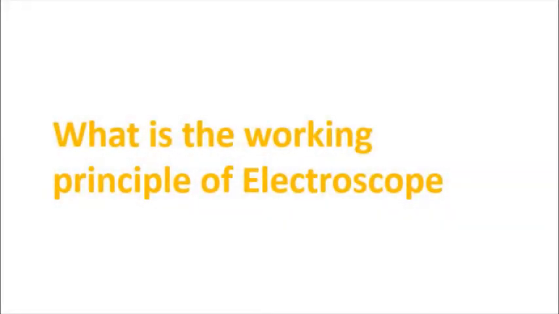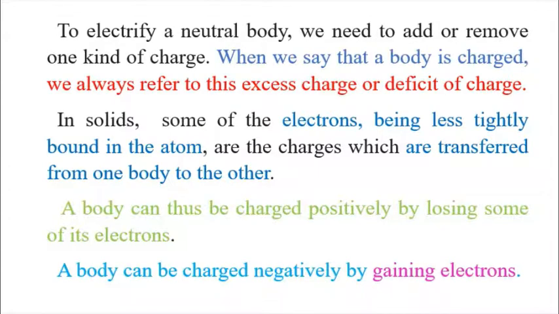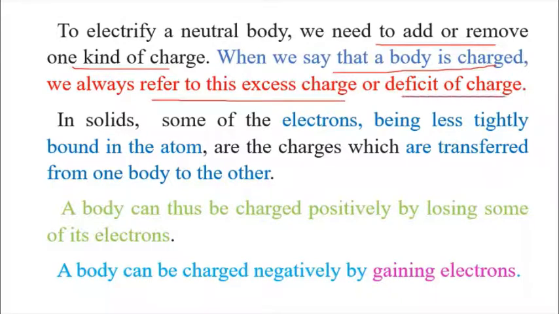What is the working principle of the electroscope? The working principle is that like charges repel each other. To electrify a neutral body, we need to add or remove one kind of charge. When a body is said to be charged, it means there is an excess of charge or a deficit of charge.